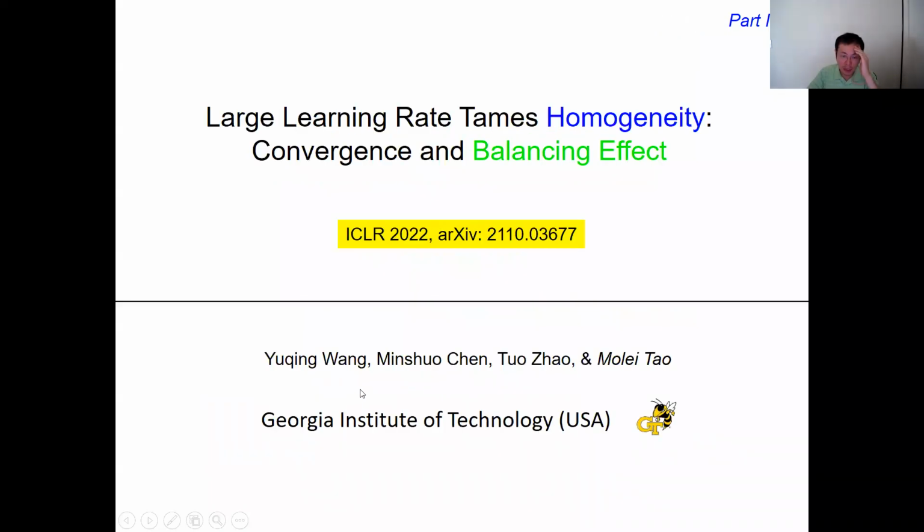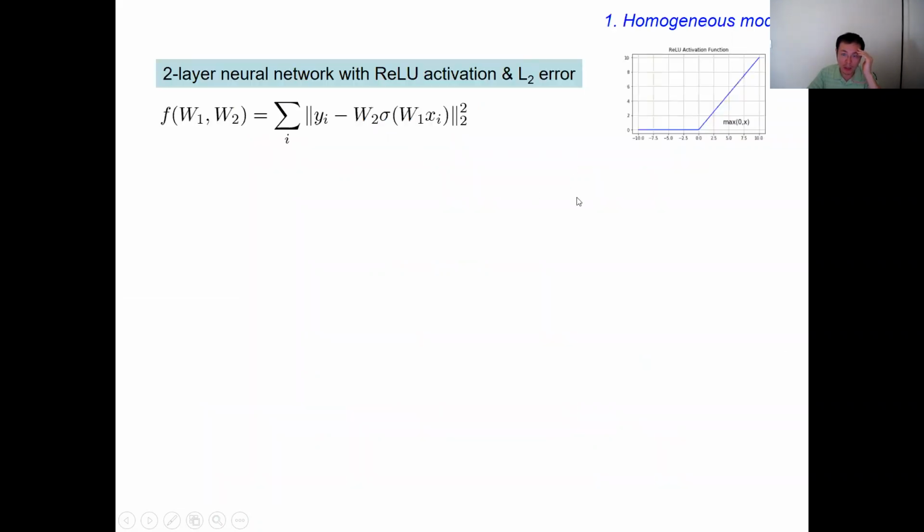And in this work, again with student Yuqing Wang, former student Ming Shuo, and faculty collaborator Tuo Zhao, published at another top machine learning conference, we wanted to actually rigorously show that if you have a large learning rate, then you basically will pick flatter minimizers. So that's what the long title means. So let me first talk a little bit about the setup, and I will try to finish in time.